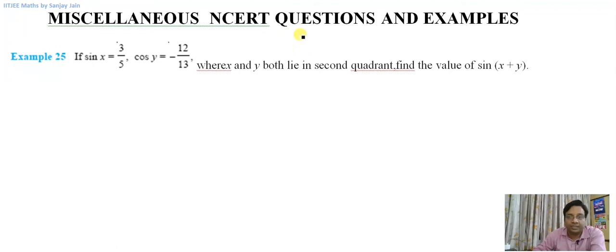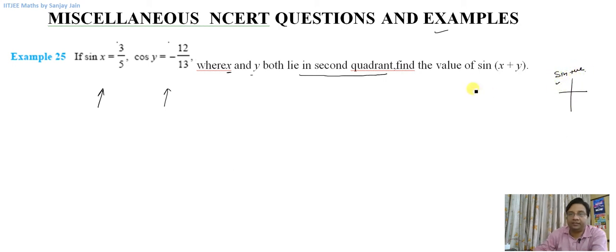Let us solve these miscellaneous questions and examples. So sin x is given as 3 by 5, cos y is given as minus 12 by 13, where x and y both lie in second quadrant. So we know in second quadrant sin is positive, cos is negative, and we need to find value of sin x plus y.